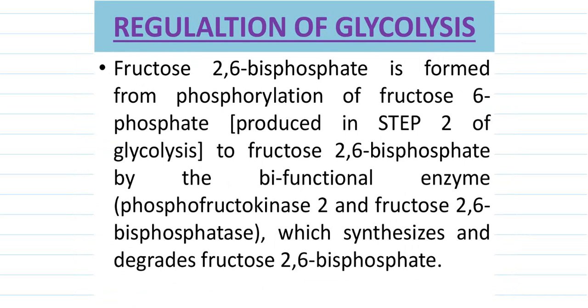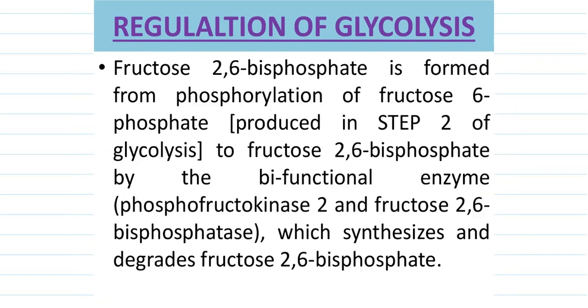Again, its counterpart enzyme, fructose 2,6-bisphosphatase, will degrade the fructose 2,6-bisphosphate. So they come together. Phosphofructokinase 2 and fructose 2,6-bisphosphatase are a bifunctional enzyme. They both come together. So fructose 2,6-bisphosphate is produced by the phosphofructokinase 2 enzyme, which will activate the glycolysis reaction.